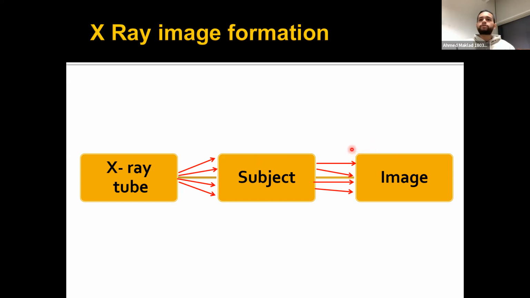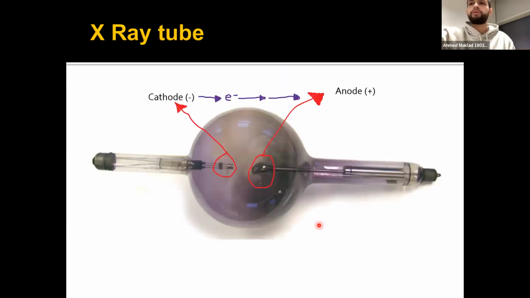Now let's dig deeper into this a little bit more. Why is it not working? I have to do this. Okay. So this is the X-ray tube, and this is where the X-rays are formed. You have a cathode and you have an anode. We all know cathodes are negatively charged and anodes are positively charged.